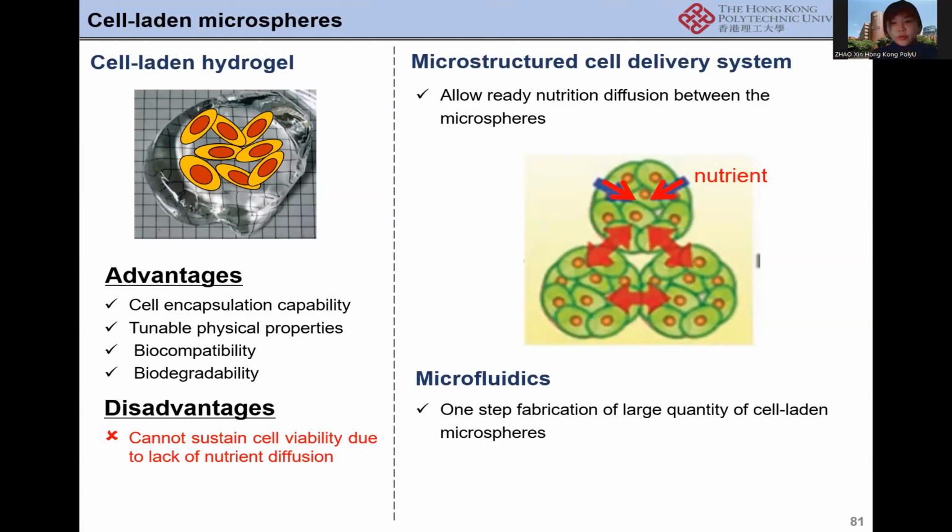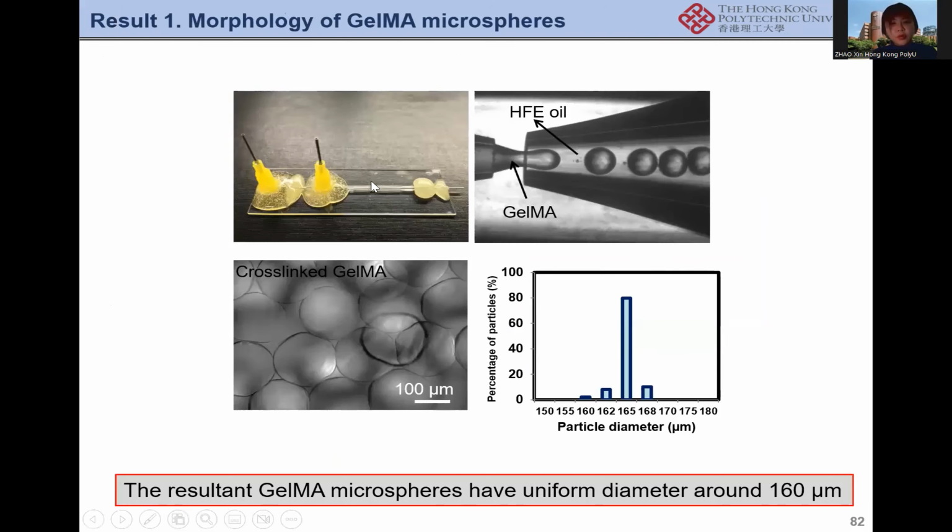And the reason why we are using microfluidics is because they allow one-step fabrication of a large quantity of cell-laden microspheres. This is also work that I did many years ago when I was a postdoc. Nowadays in my lab, we're using electrospray, which is a technique similar to electrospinning, and we can make a large quantity of cell-laden microspheres in a very fast manner.